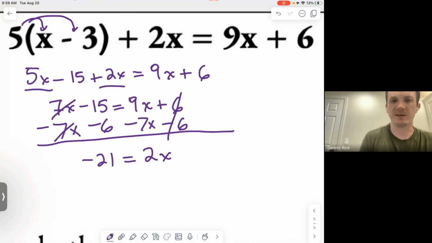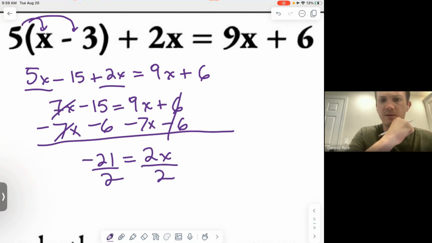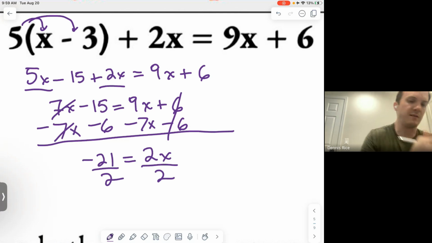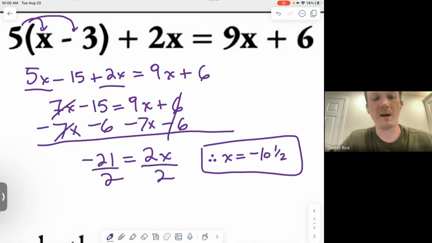And now I'm at my one-step equation step. I don't know what word to use there. And now I'm just going to divide both sides by 2. Negative 21 divided by 2 is going to give me my final answer of, doesn't work out nicely here. You could just say negative 21 over 2. Negative 10 and a half. Negative 10.5.